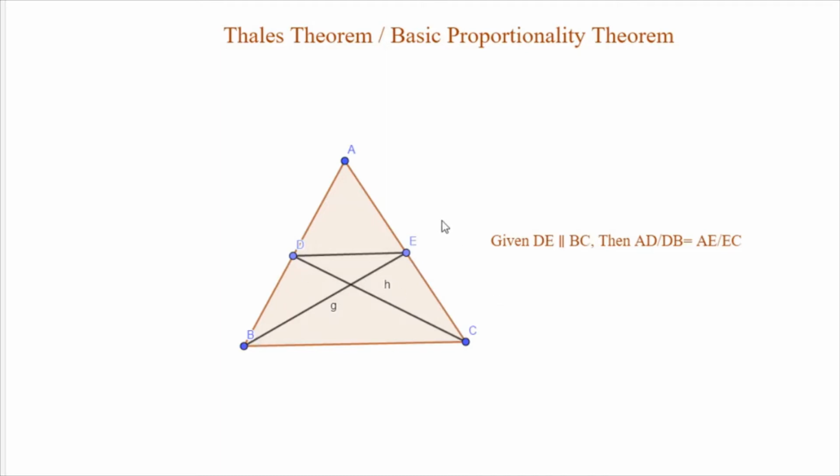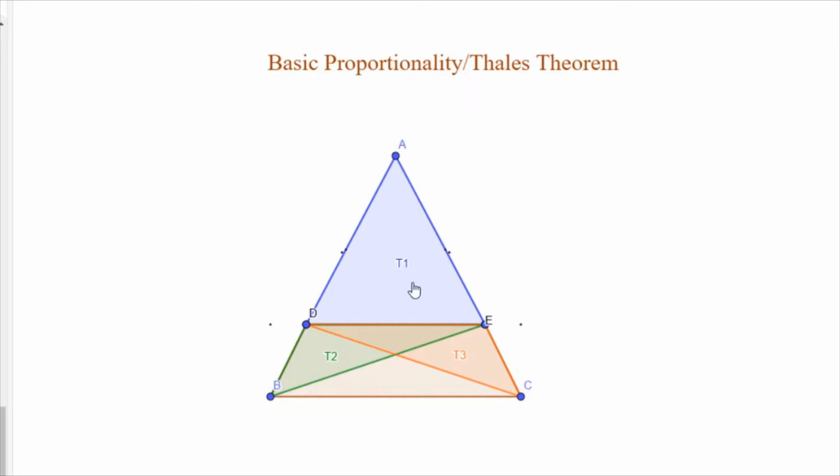Now we will try to find the ratio of the sides AD to DB and AE to EC by calculating the areas of the triangles ADE, BDE and CDE. Now that we created three different triangles, let us name them T1, T2 and T3 with different colors: blue, green and red. We can get the ratio of the sides AD to DB by taking the ratio of the areas of the triangles ADE and BDE.